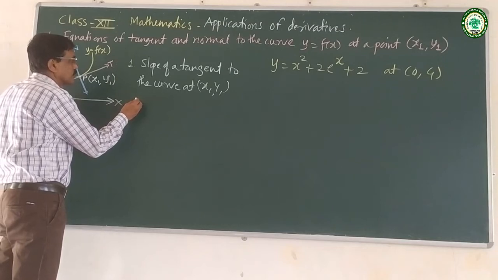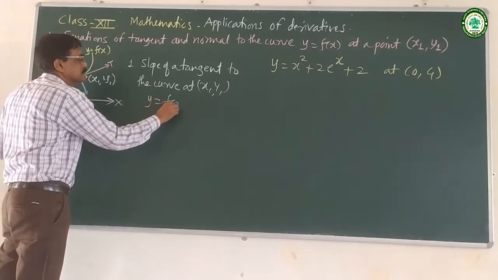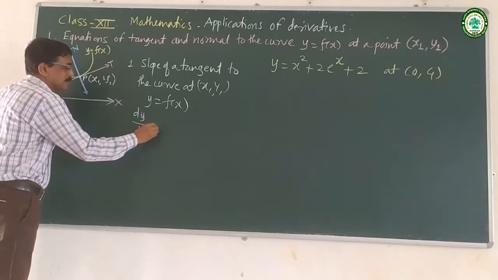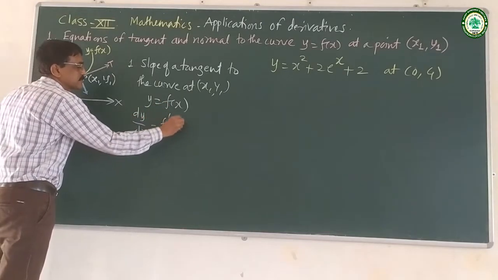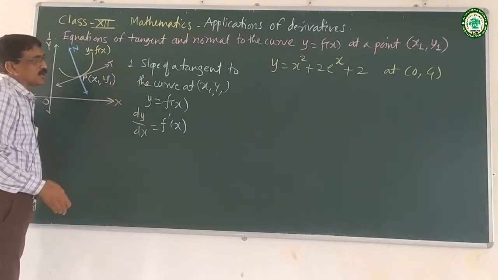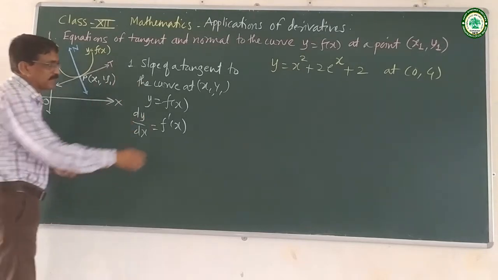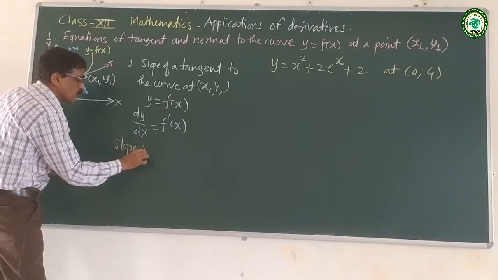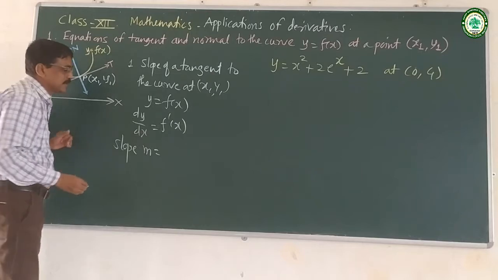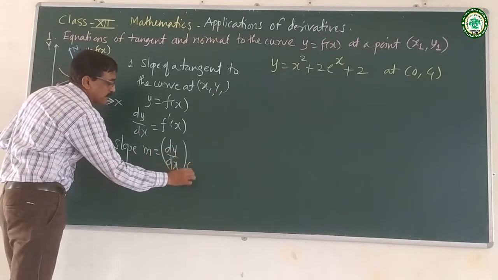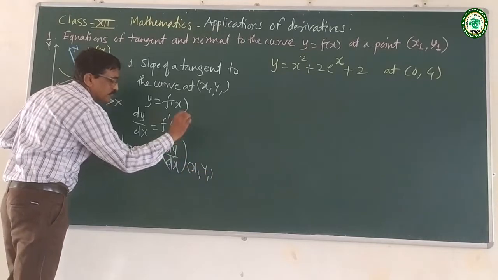So the curve is y is equal to f of x, derivative dy by dx, here notation is f dash x. So this gives us slope of the tangent to the curve y is equal to f of x at the point x1 y1. How to write it? So slope is equal to, call it as slope m for tangent. It is derivative of the curve at the point right here x1 y1.